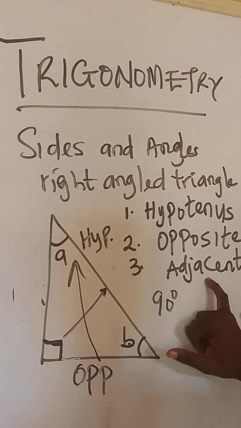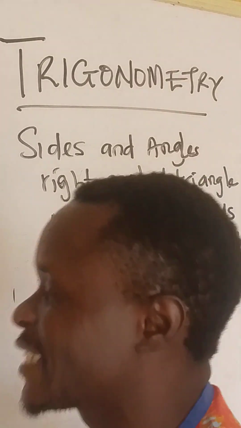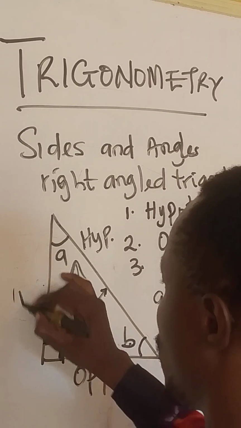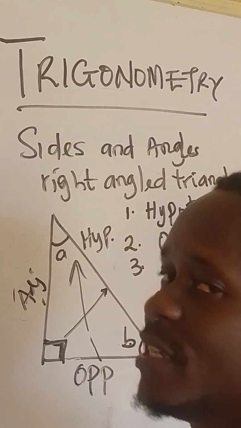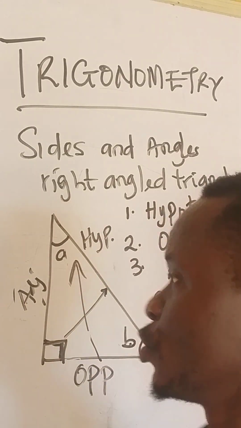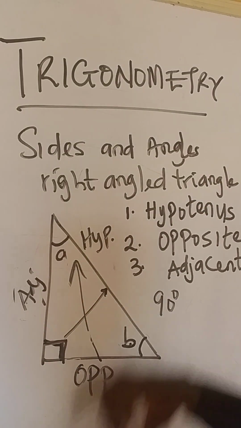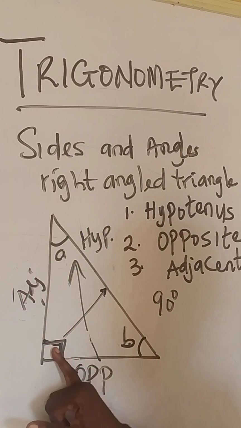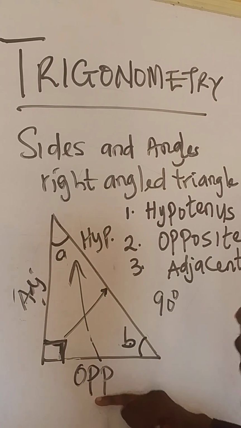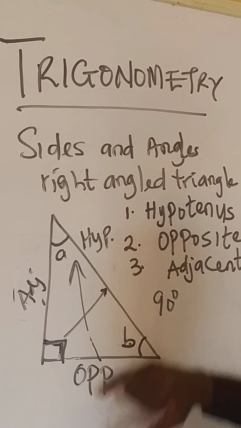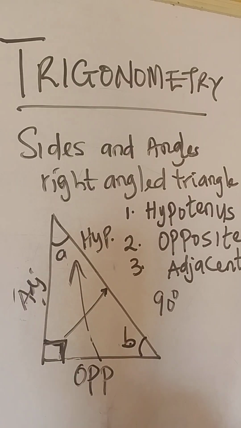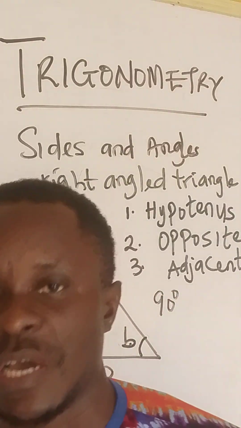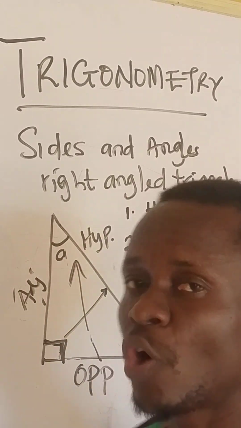Now, what is the adjacent? Adjacent will now be the line perpendicular to the opposite. So here is our adjacent. So there are three sides here. We have the hypotenuse, which is the longer side or the side facing angle 90 degrees. We have the opposite, which is the side facing the angle in consideration, and we have the adjacent, which is a line perpendicular to the opposite.